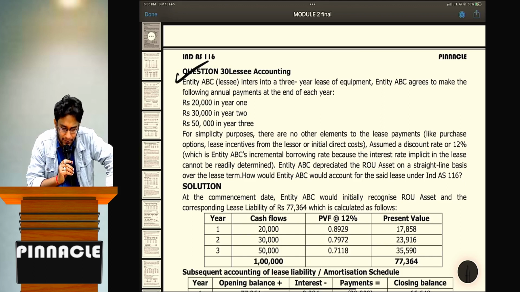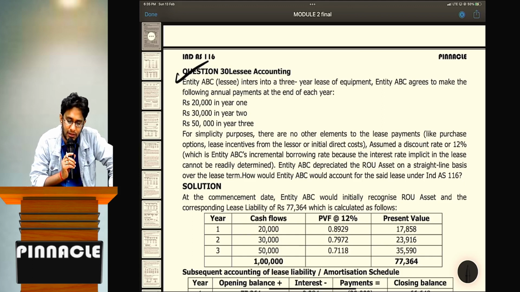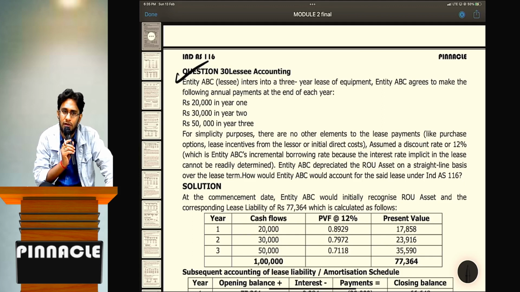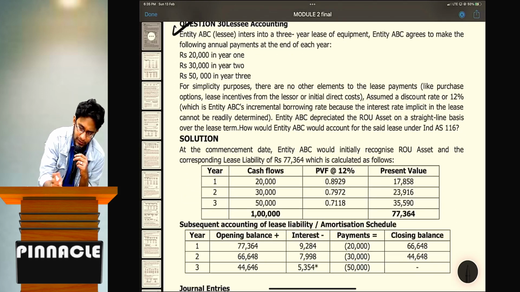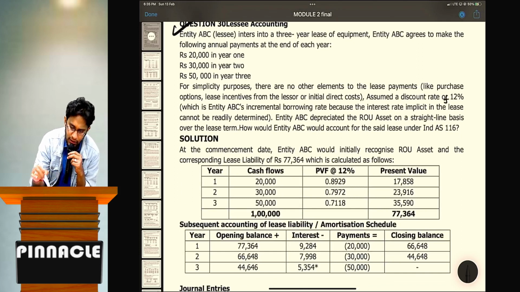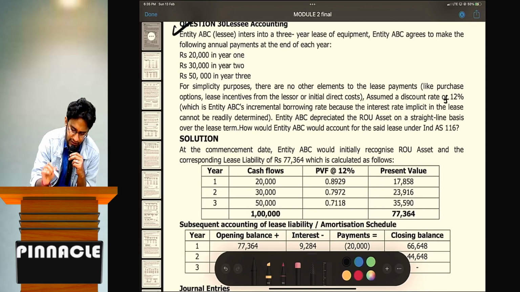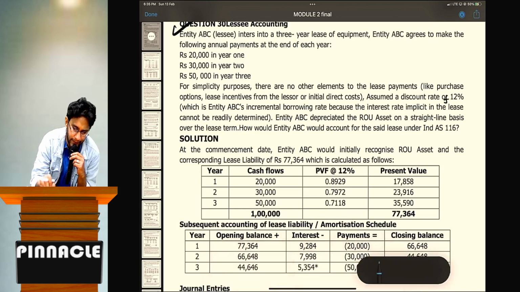For simplicity purposes, there are no other elements to the lease payments. Means termination penalty, option to purchase, all that is not there. Direct costs and all not there. Assume a discounting rate of 12%. This 12% is nothing but the entity's borrowing rate, because the interest rate implicit in the lease for the lessor, this fellow could not work out.